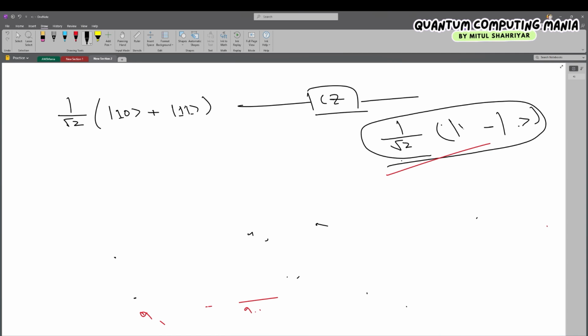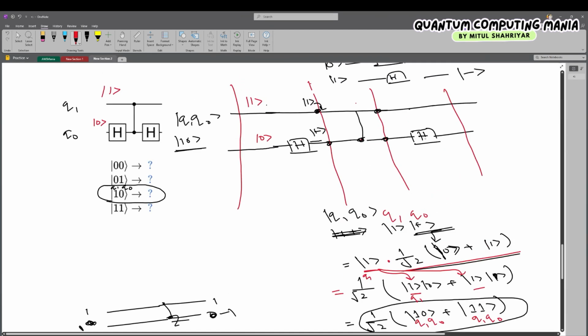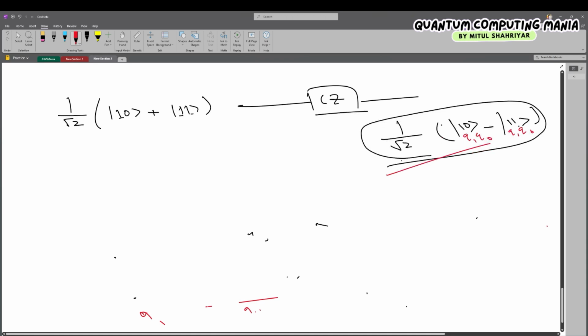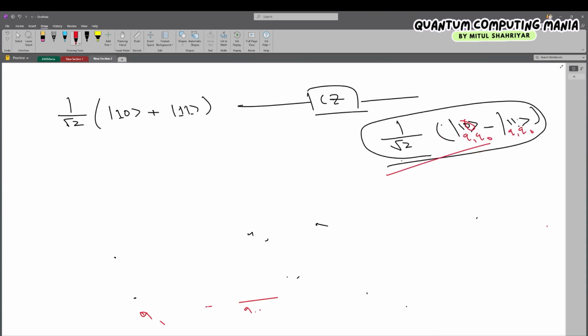Okay, it should be 1 0, it should be 1 1, right? Great. So we just pass it through the Hadamard, but as we know, the whole thing never goes through Hadamard. Here you see the q0 goes through Hadamard, so it will only be applied to q0. So we have to be cautious, so we are going to change it, right?